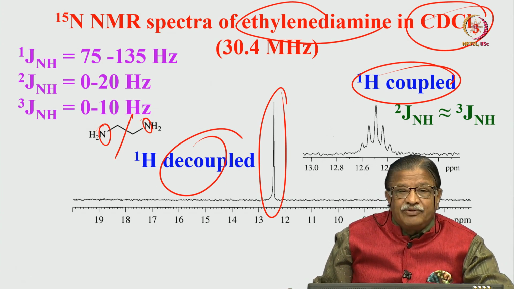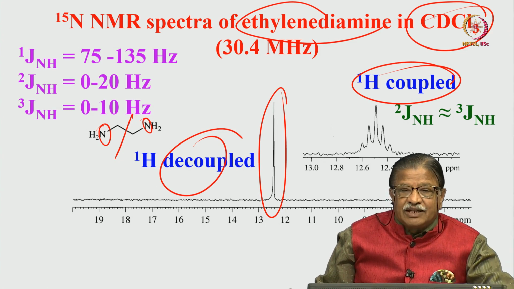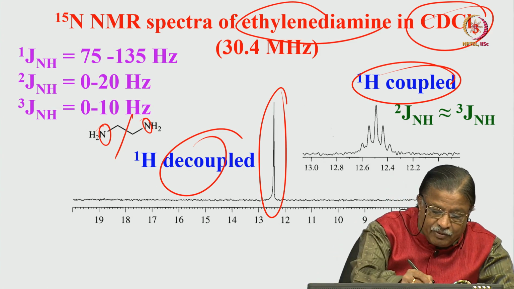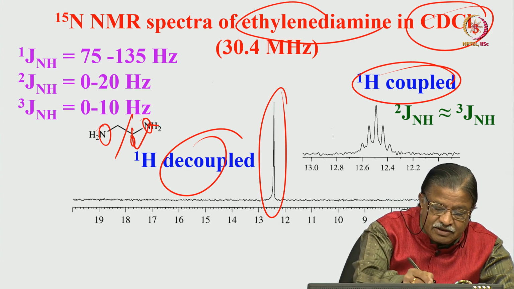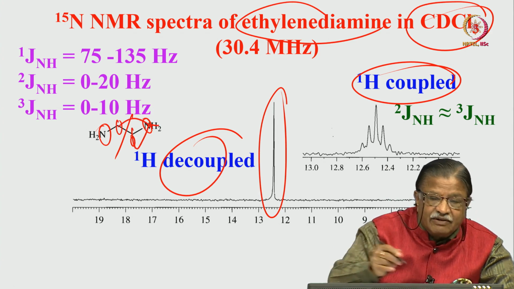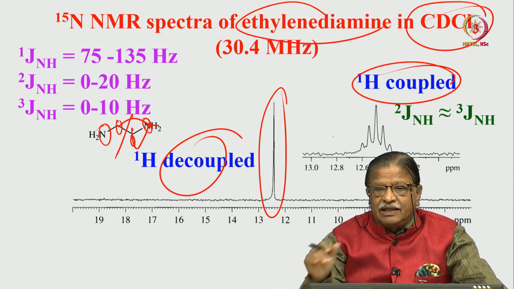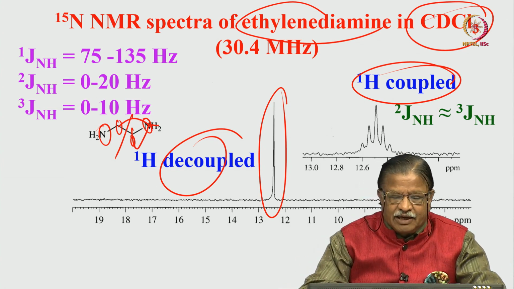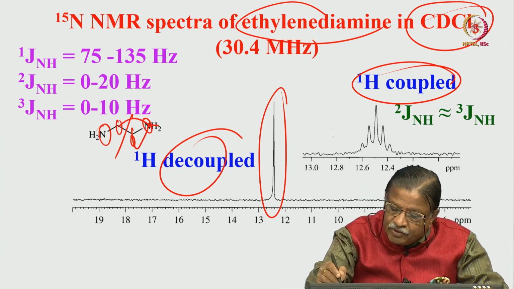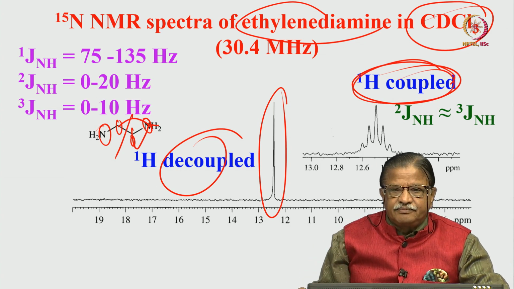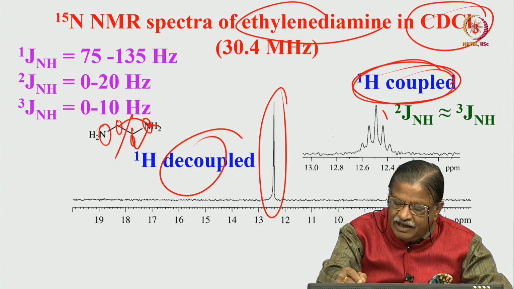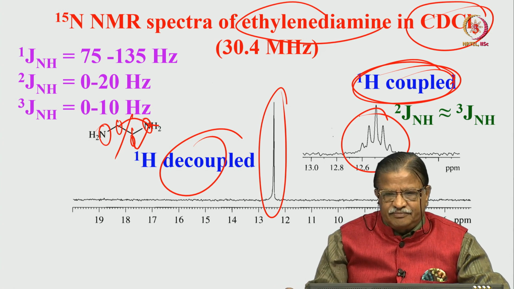But how many couplings can you get? If you want to look at the coupling, you can have 1 bond proton coupling, then this CH2 is 2 bond, and this can also have 3 bond coupling. So you have 3 different couplings if you look at the proton coupling. There is also a proton coupled spectrum given here, and this is a very funny pattern of a quintet.